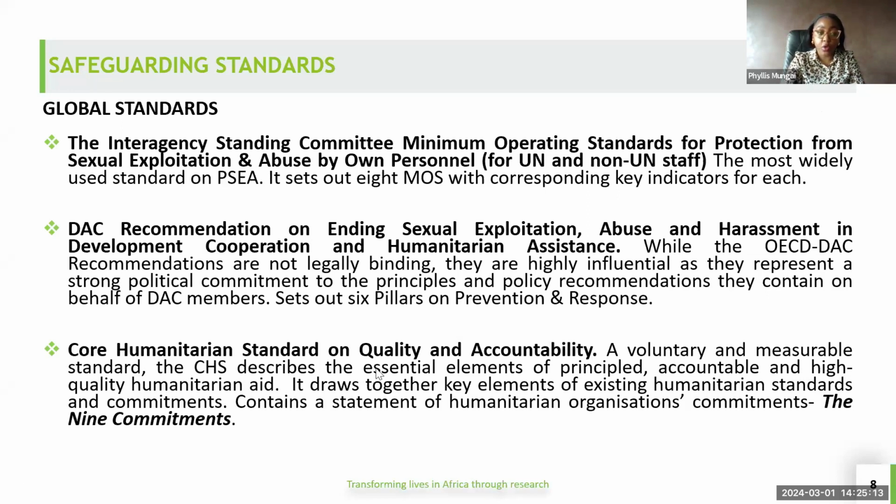Then we have the third one, the Core Humanitarian Standard on Quality and Accountability. And this is a voluntary and measurable standard. The Core Humanitarian Standard describes essential elements of principled, accountable, and high-quality humanitarian aid. It draws together key elements of existing humanitarian standards and commitments. It also contains a statement of humanitarian organizations' commitments, and they are 9. You can find all this on the internet, or if you do require us to provide them, we can do so as we're sharing the material.